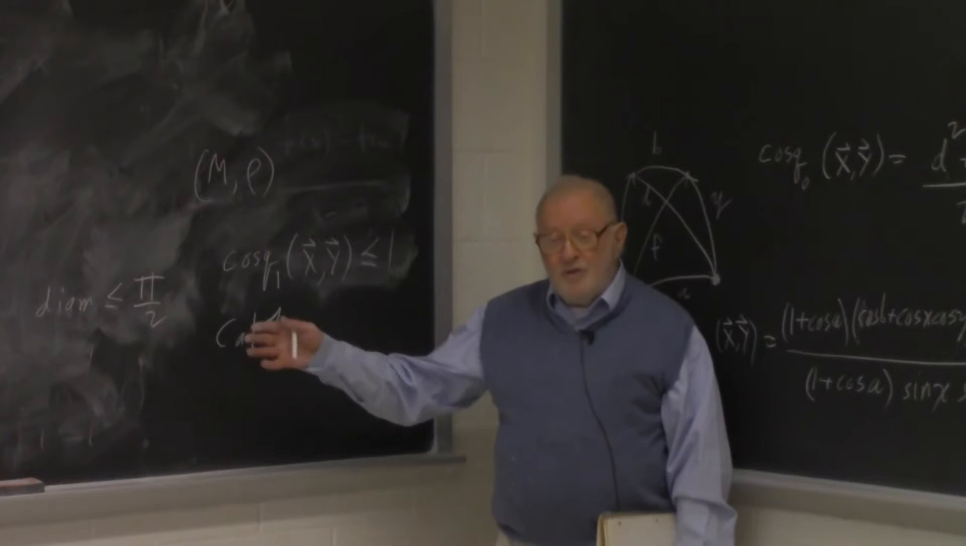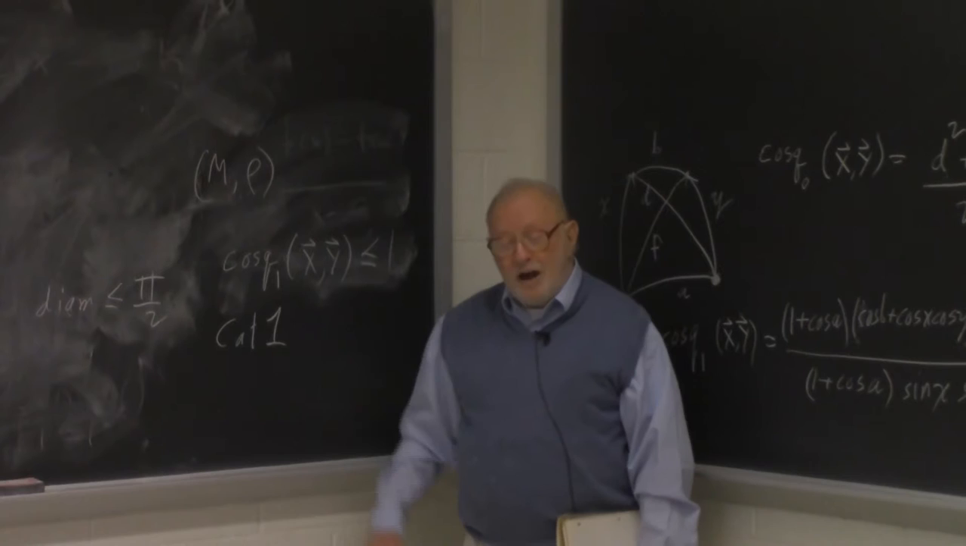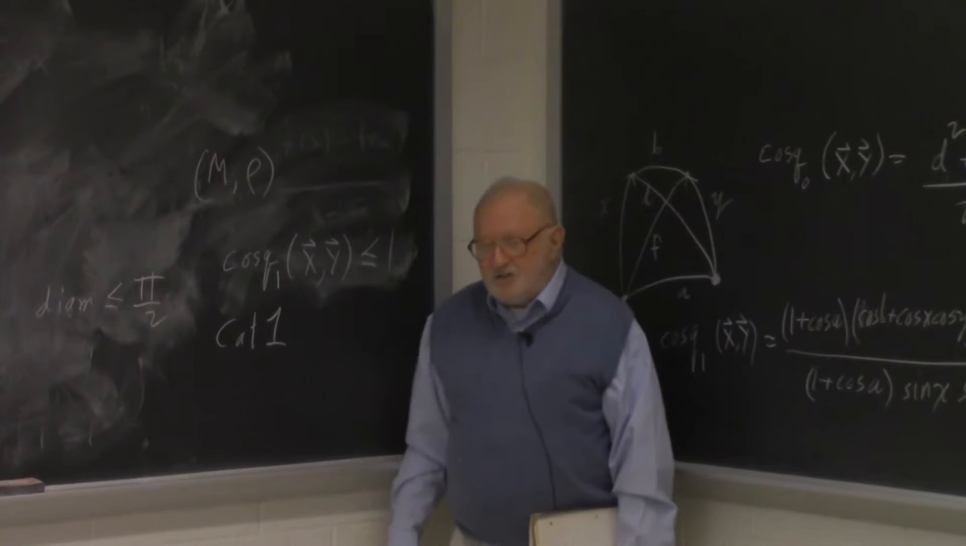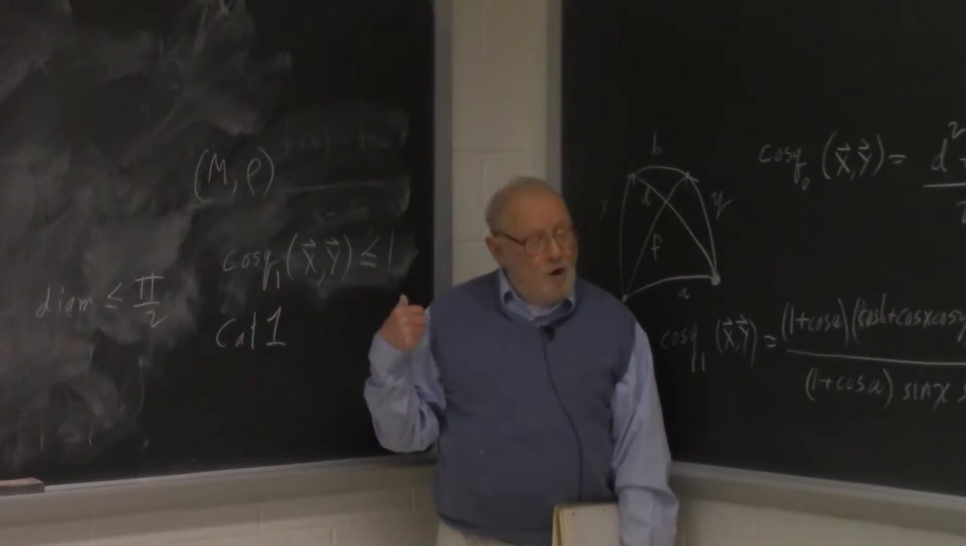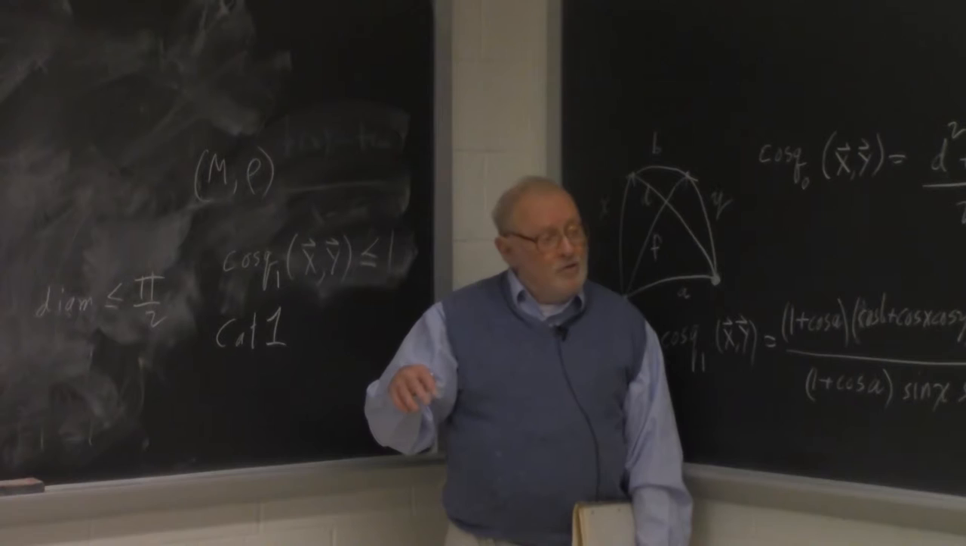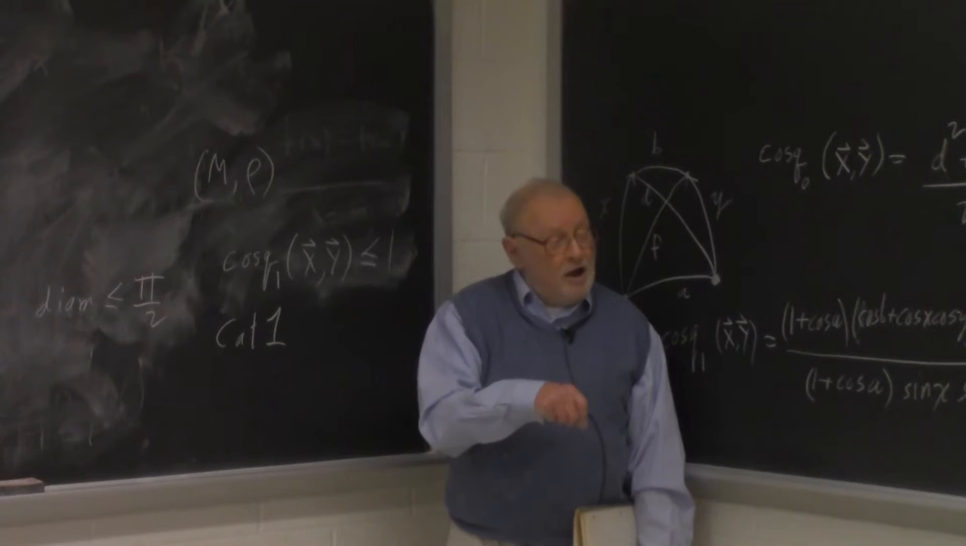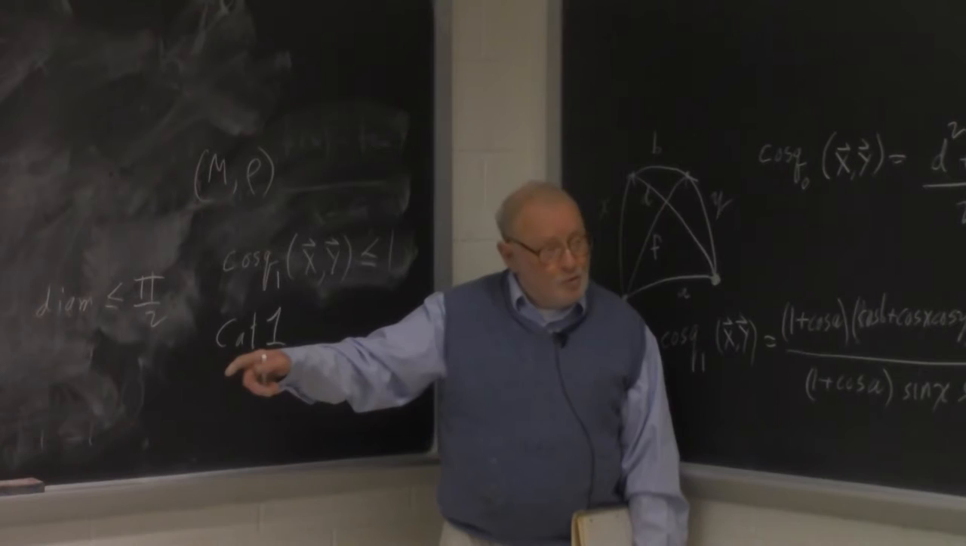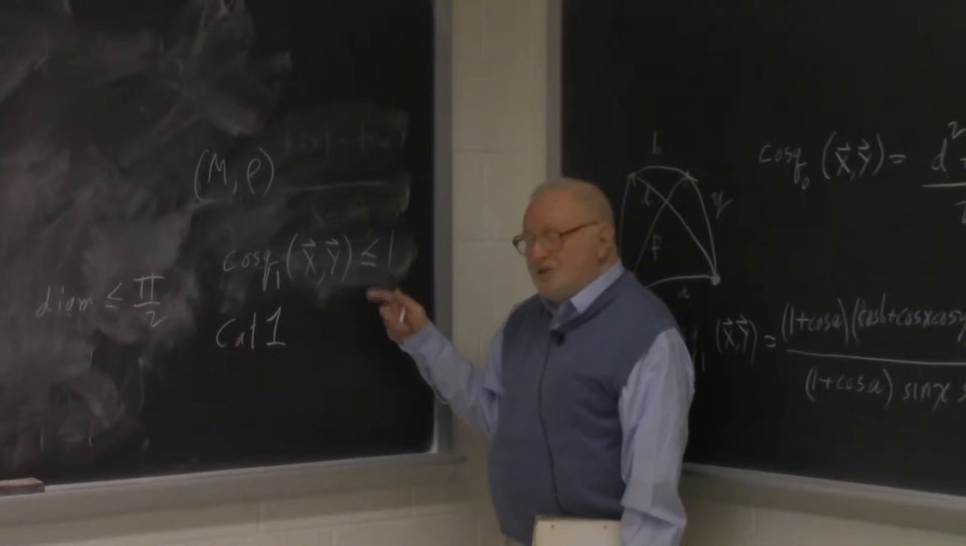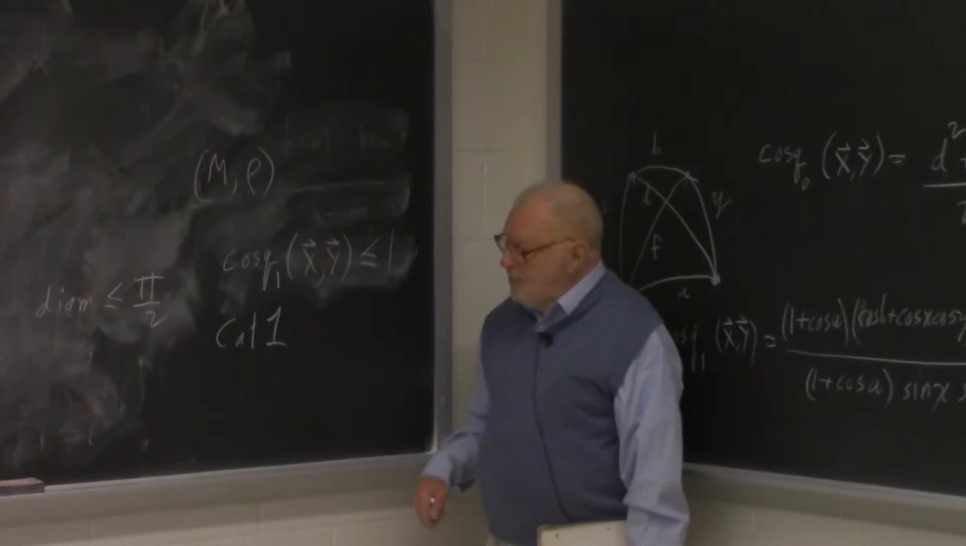Or not everything, but enough falls apart as soon as you get beyond pi over 2 to make this false. In other words, if I measure this as if it were cat 1, and I take a sphere of radius greater than 1, including Euclidean space, it is cat 1, but if I go out beyond a diameter of pi over 2, I will find that the cosq fails.